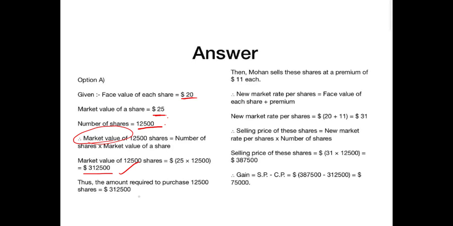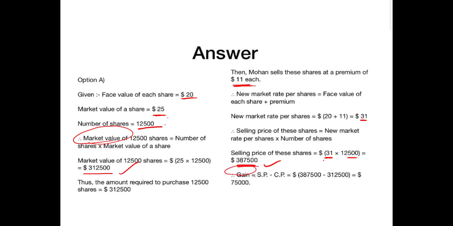Thus the purchase of shares will be in this way. At the premium, we got $11 each. It's really simple. The face value is $20, so $20 plus $11 is going to be $31. The selling price of these shares will be equal to the new market rate into the number of shares. The new market rate will be $31, so 31 into 12,500 is going to be 3,87,500.